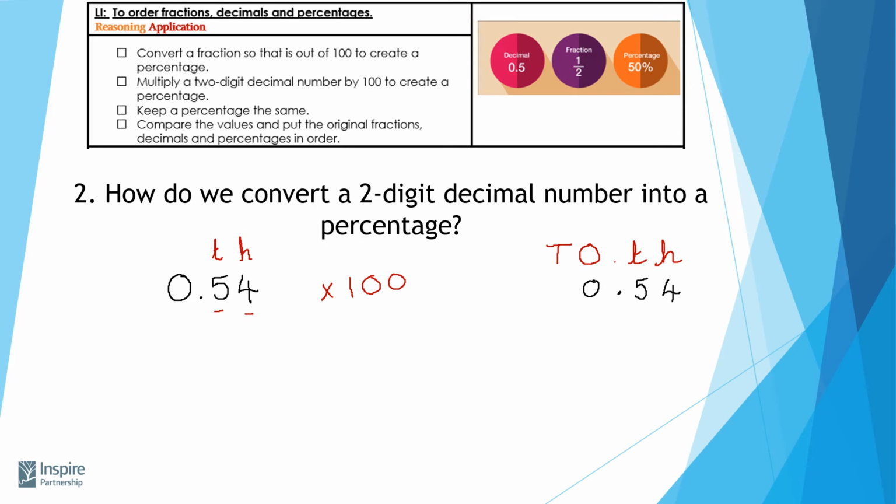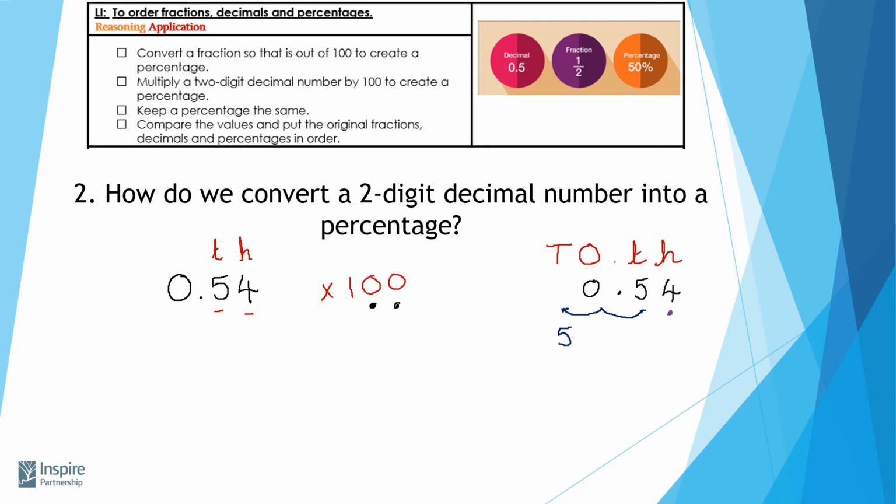Now I'm going to multiply that by 100, and you can see I've got 1, 2 zeros in 100. That means my numbers are going to be moving 2 place values to the left. So I'm going to start with the 5. That's going to move 1 place value to the ones, and then 2 place values, and it will end up in the tenths column. So my 5/100ths becomes 5/10ths.